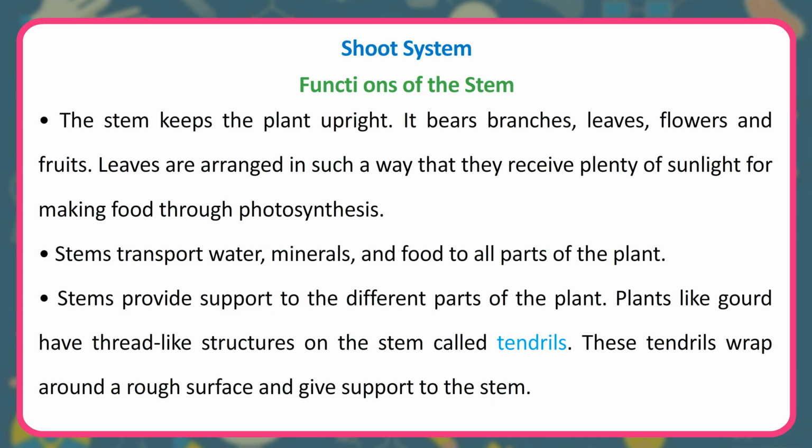Plants like gourd have thread-like structures on the stem called tendrils. These tendrils wrap around a rough surface and give support to the stem.